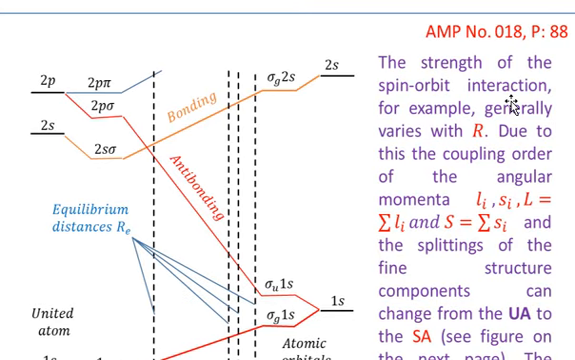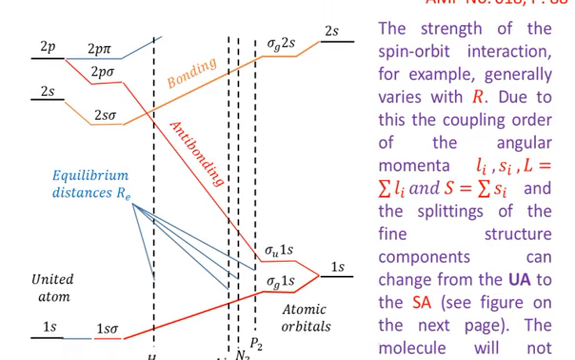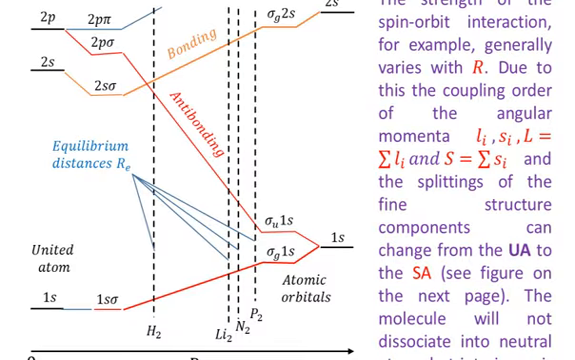The strength of the spin-orbit interaction, for example, generally varies with r due to the coupling order of the angular momenta Li, Si. The total angular momentum capital L is equal to the sum over all the individual angular momenta Li, and the total spin of the system will be equal to the vectorial sum of all the individual spin angular momenta Si. And the splitting of the fine structure components can change from the united atoms to the separated atoms. See figure on the next page.